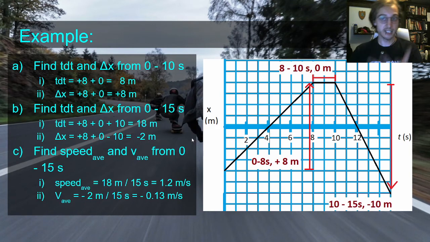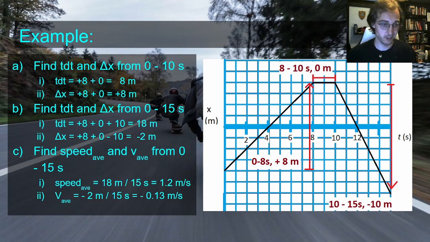So let's do an example. Let's find the total distance traveled and displacement from 0 to 10. We've already done it. Great. B, we've already done it. Great. Find the average speed and average velocity from 0 to 15.